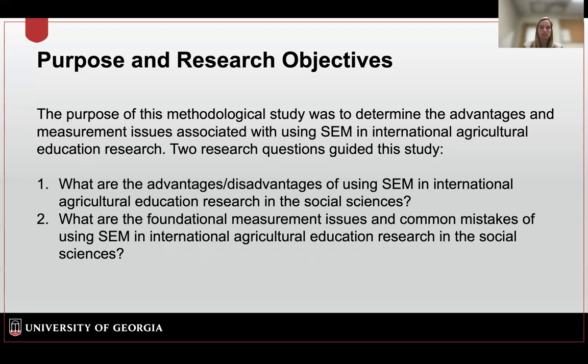Two research questions guided this study. First, what are the advantages and disadvantages of using SEM in international agricultural education research in the social sciences? And second, what are the foundational measurement issues and common mistakes of using SEM in international agricultural education research in the social sciences? Advantages and measurement issues were determined with the guidance of Klein 2011.